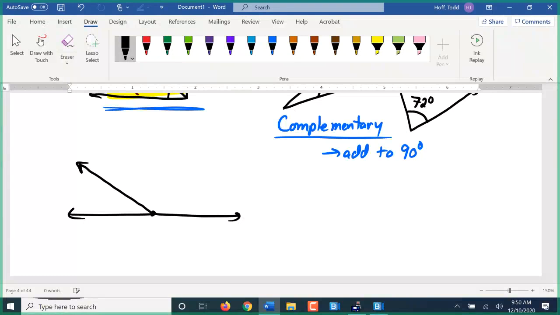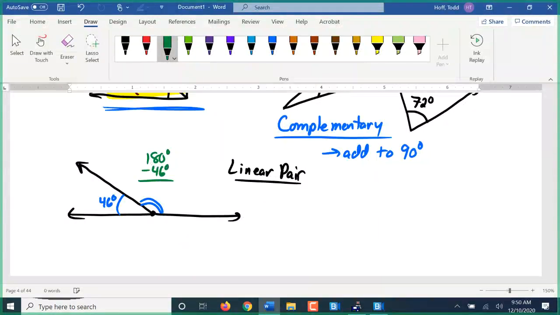We could have two adjacent angles that create a straight line. This is called a linear pair. Makes sense. Perpendicular pair makes a perpendicular or a right angle. Linear pair makes a line. We know they add up to 180 degrees. So if I know that this is 46 degrees, this angle here can be found by doing 180 degrees minus 46 to get 134 degrees.